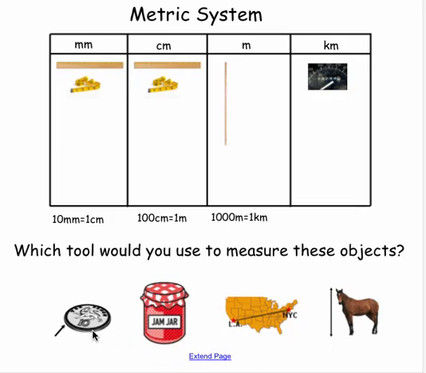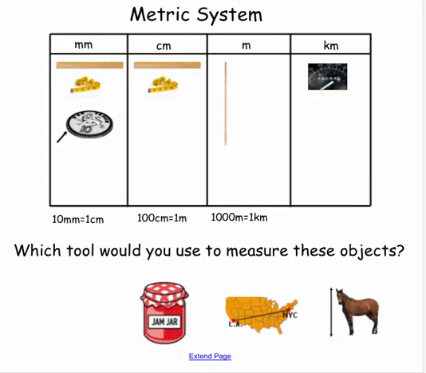Let's start with the dime. Remember, we're talking about just the thickness of the dime. Do you think that would go in our very tiniest unit of millimeter? Would it be the next unit, centimeter? Would it be meter? Or would it be the largest unit, kilometer? It's going to go over here in millimeter. This is really tiny. If I were to measure the dime all the way across, then I might put it in centimeter. But because I'm looking at just the thickness, that's very small. This is going to be millimeter.